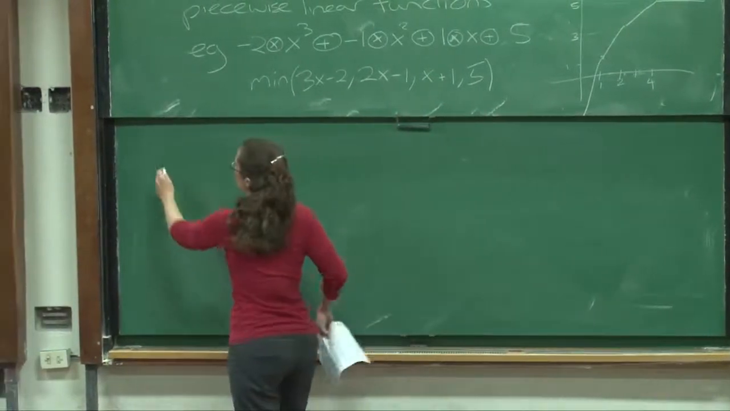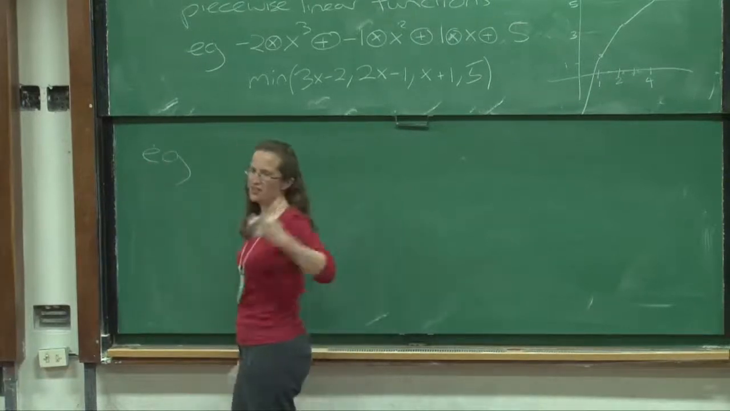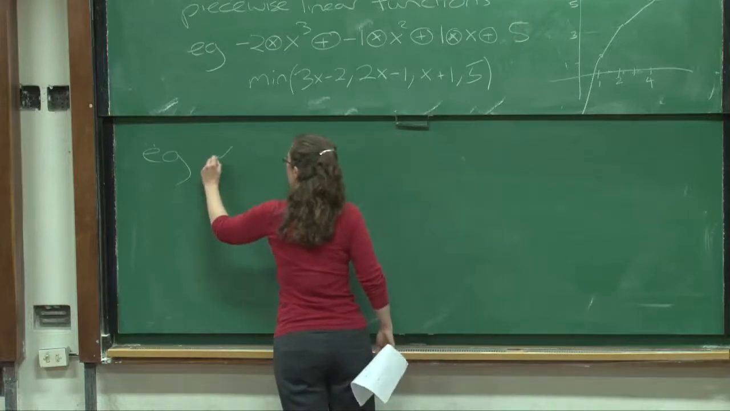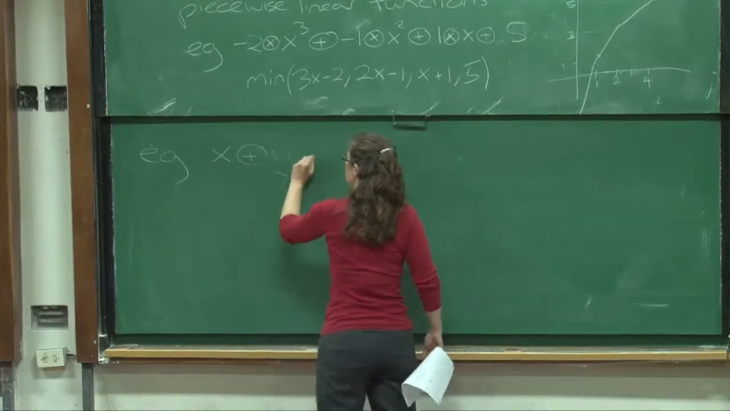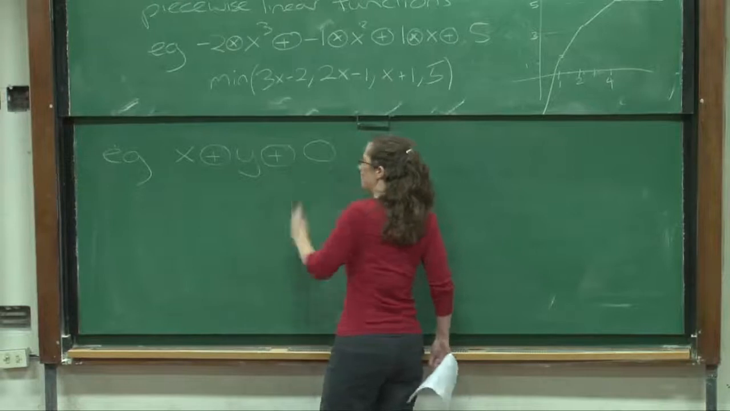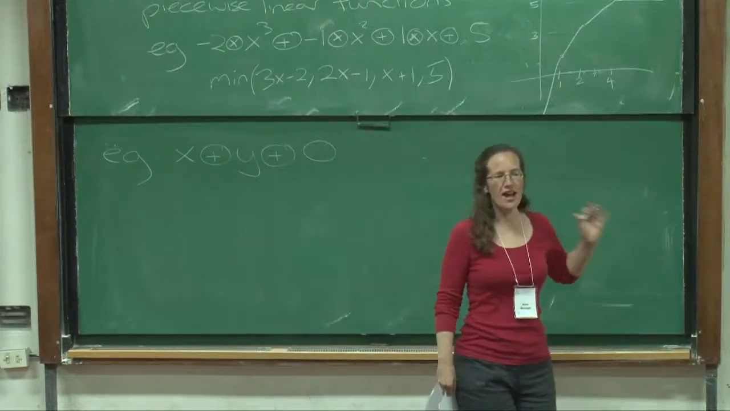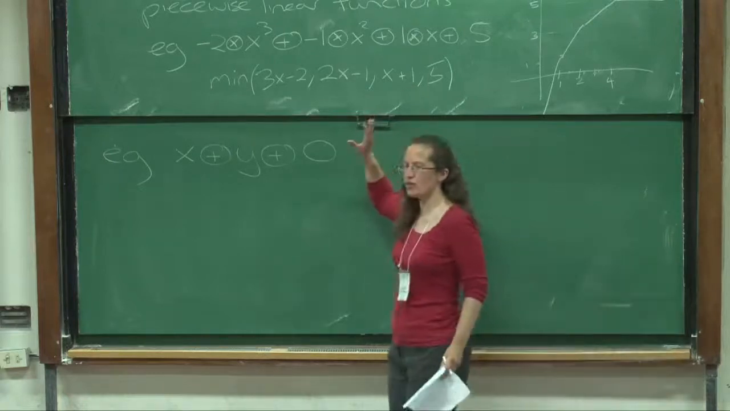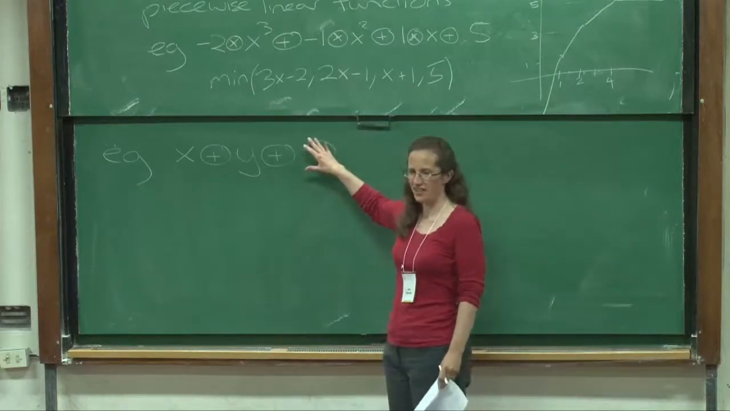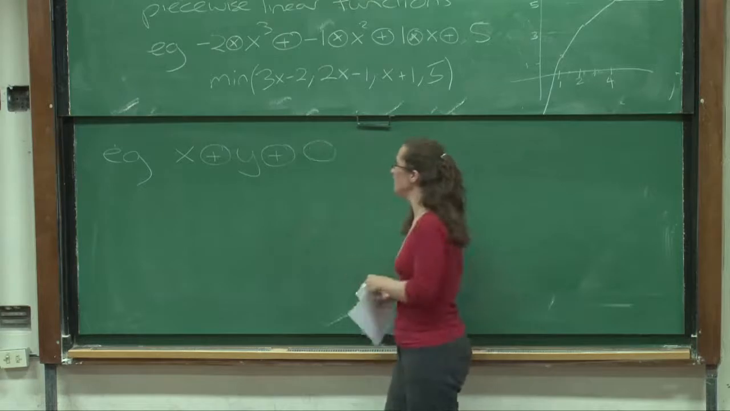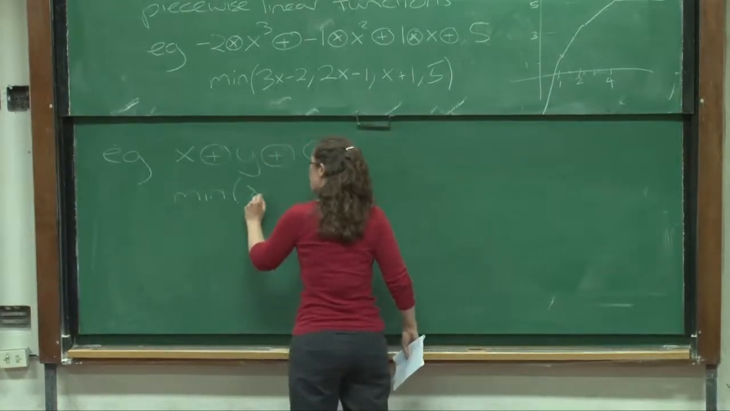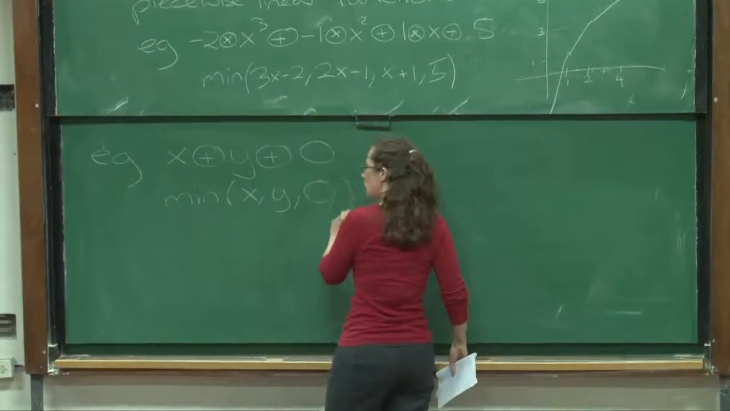I want to do another example because we want to think about polynomials in more than one variable. If I take x plus y plus 0. Now, this is to remind you that in usual arithmetic we never write plus 0, but of course, 0 is not the additive identity here, so this has some content. In usual arithmetic, this is the function, the minimum of x, y, and 0.